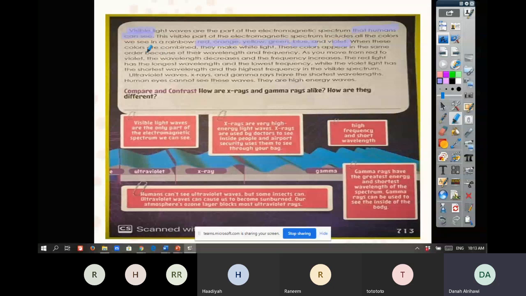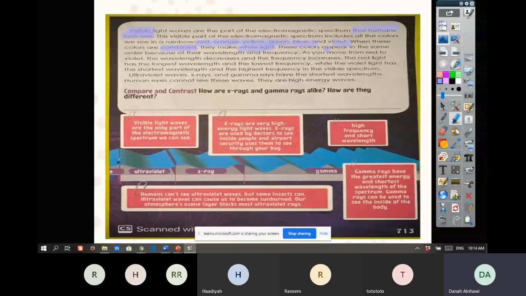When all of these colors are combined, they make white light. This is the light that we see during daytime. These colors appear in the same order because of their wavelength and frequency. As you move from red to violet, the wavelengths decrease, become shorter, and the frequency increases.